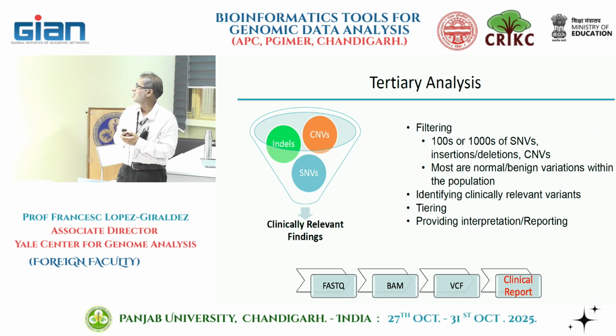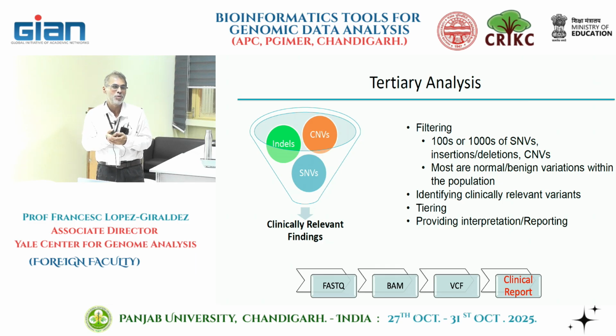And in the tertiary analysis, as I said, you will have lots of variants. So you will filter them according to different strategies. The first one is probably how common that particular variant is in the normal healthy population. The more common a variant is in the population, the less likely that it is going to be a pathogenic or a likely pathogenic variant.